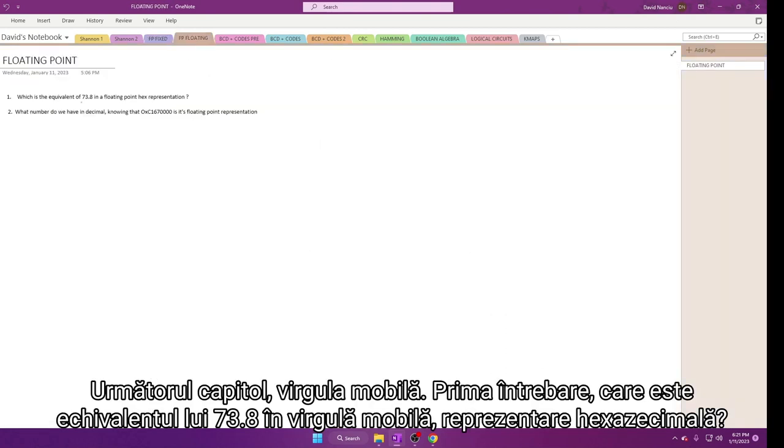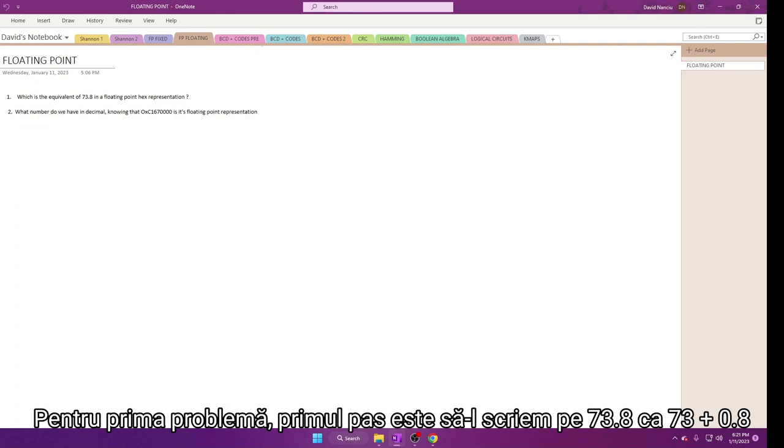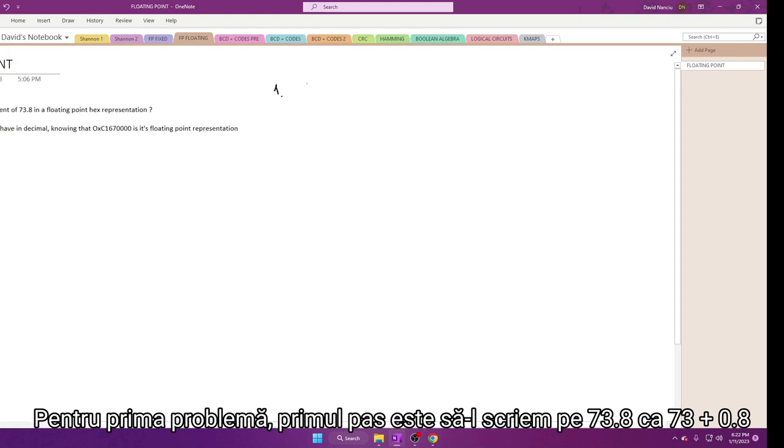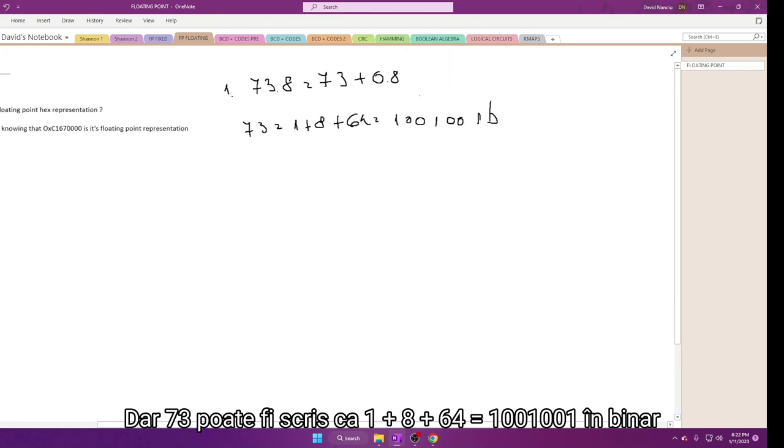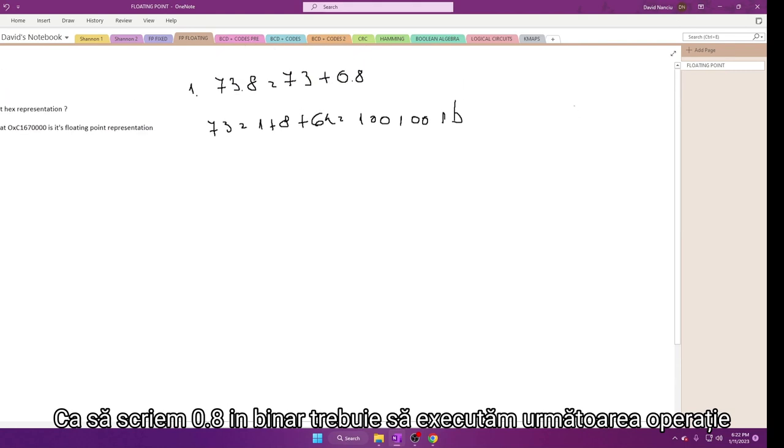Okay, next chapter, floating point. First question: what is the equivalent of 63.8 in a floating point hex representation? For the first problem, the first step would be to zoom in a little bit and write 63.8 as 63 plus 0.8. 63 can be written as 1 plus 8 and so on, which is equal to 111111 in binary. To write 0.8 in binary, we have to perform the next operation.